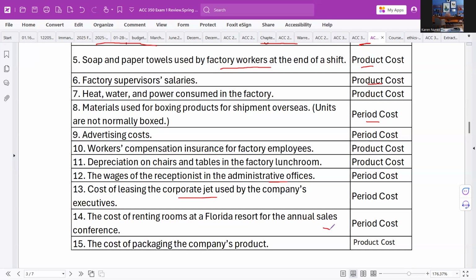Cost of packaging the company's product. So the distinction between what we have here in 8 and 15 is worth noting. In 8, this happens after the units are produced, right? The units are not normally boxed. So they're getting ready to ship some product overseas and they have to package it up specially, right? It's special packaging. The product's not normally packaged. That occurs after the manufacturing process, hence the period cost. Whereas the cost of packaging the product, well, that happens during manufacturing. That's a product cost. Okay, so anything that happens during manufacturing is a product cost. Anything that happens after manufacturing is a period cost.